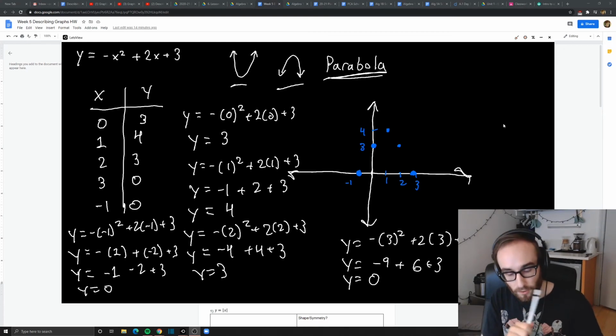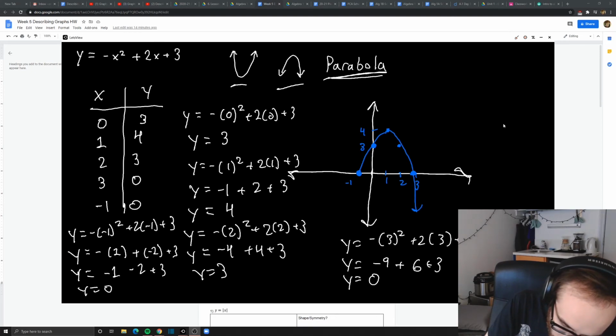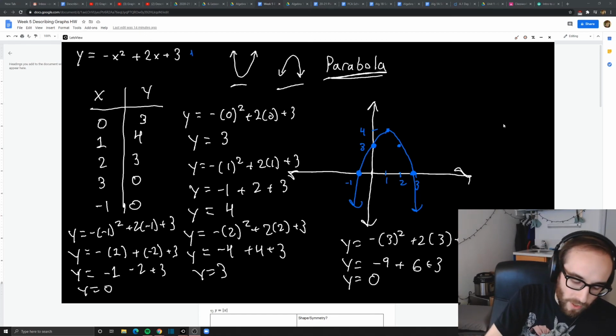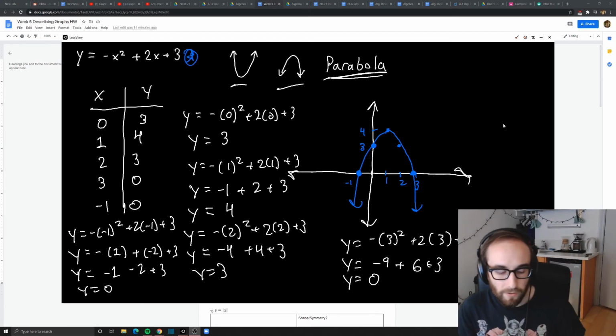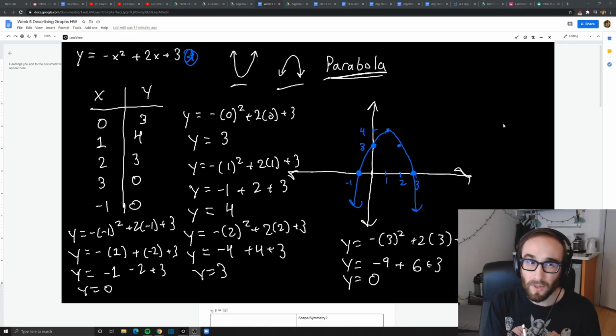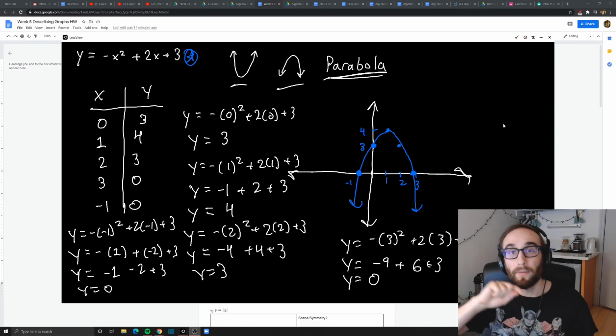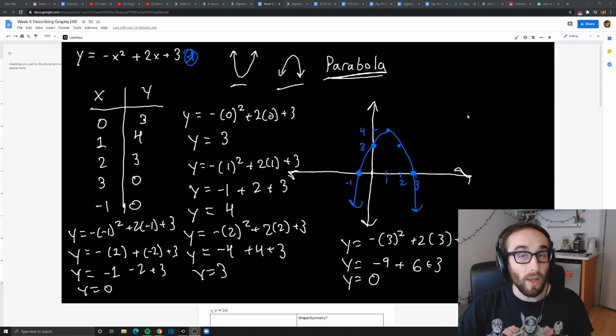And then we see this U shape start to form, so we can connect these points like this. And this is what our graph looks like for this equation that we started out with up here, negative x squared plus 2x plus 3. So when we're asked to graph an equation that we're unsure about how to graph, or we haven't learned about yet, we can always make a table, try out different x values, see what y values we get, and then plot those on a graph and connect them using a line or a curve.